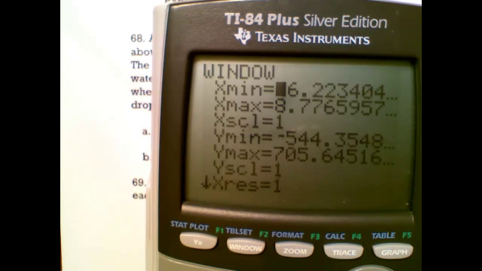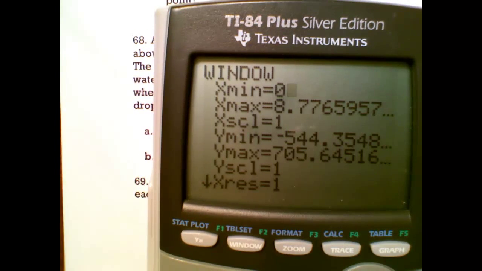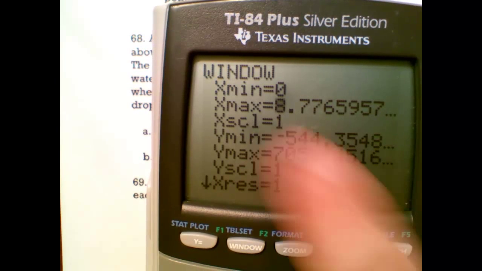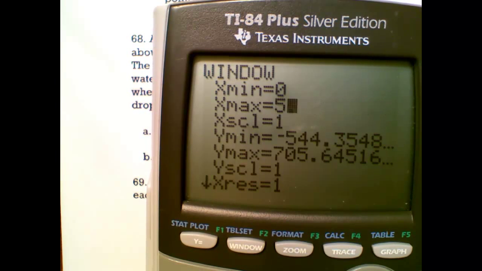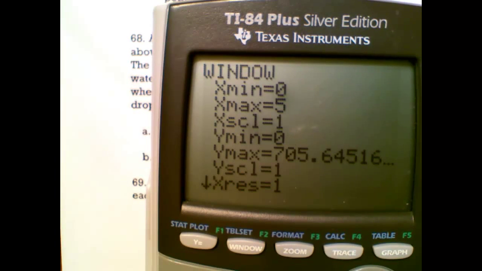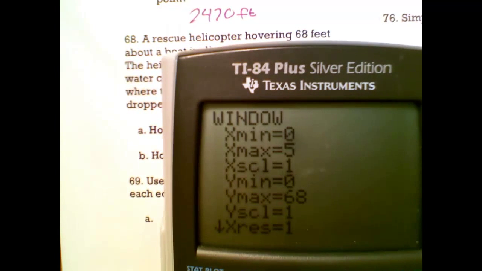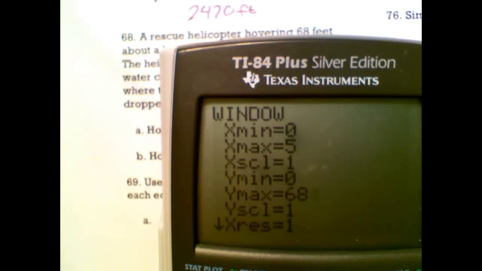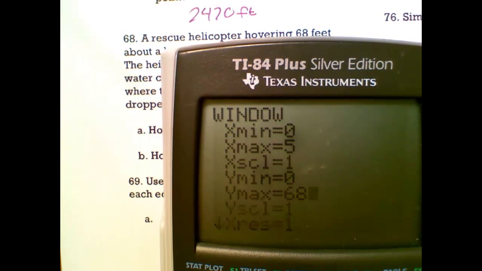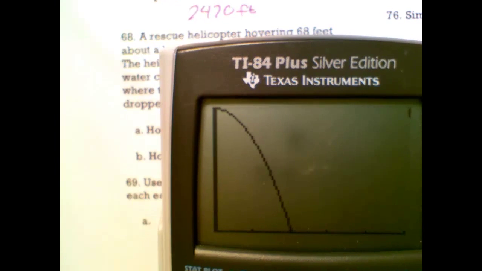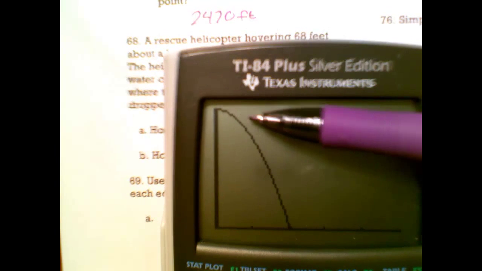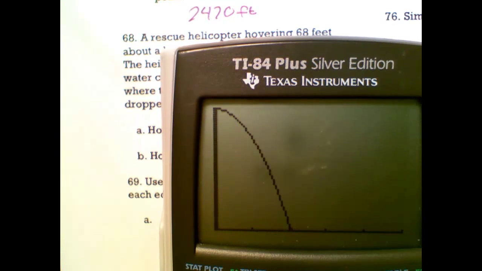Remember, let's set our window. Again, time has to start at 0. Looks like 8 seconds is enough. Let's make that 5 seconds. The min doesn't make sense. It won't be going below the water level, the ground. And this height, well, we started out at a height of 68 feet, so it doesn't make sense to go any higher than that. You're dropping something, right? So this should be good to go. Let's graph this. Oh, and there we go. So we got to drop that 68 feet. It's falling, and it hits the water at that point.